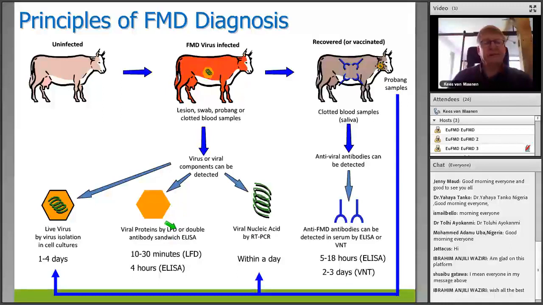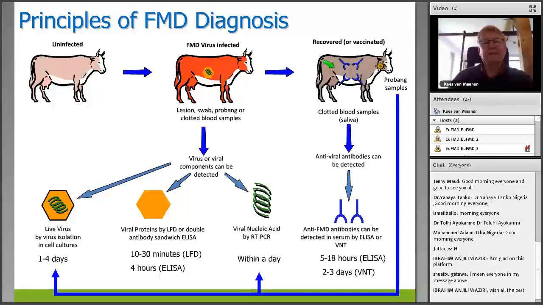For the LFDs, they are mainly pan FMD tests. There are some developments with type-specific LFDs. And then, of course, nowadays PCR is very popular. Conventional PCR or real-time PCR can be done within a day. I would say even within half a day.